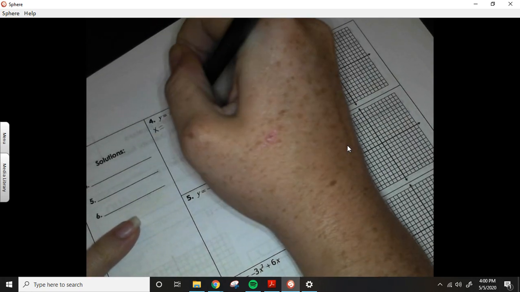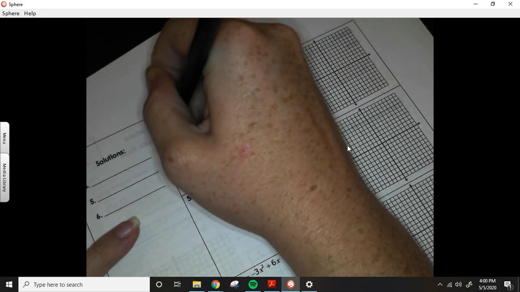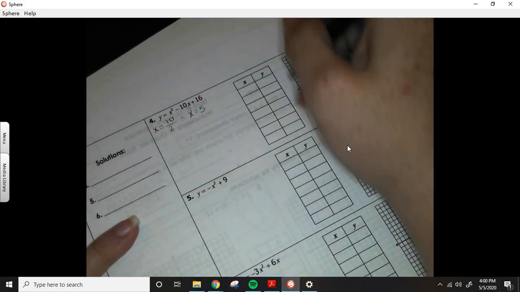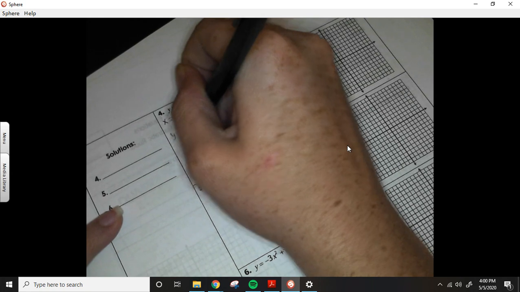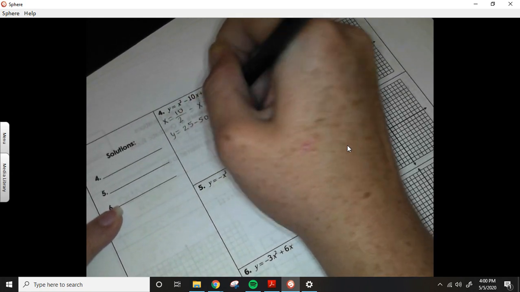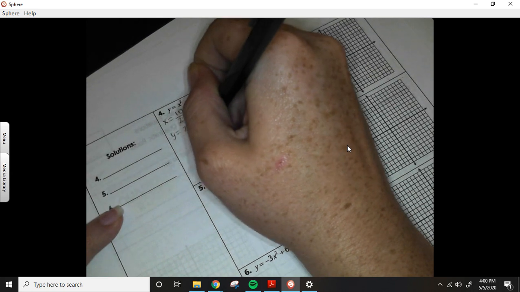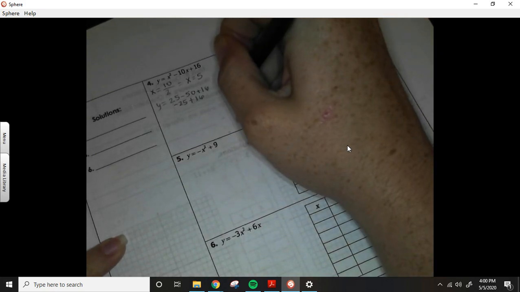Okay, so again, negative x equals negative 10, so basically 10 over 2. x is going to be equal to 5. Okay, so y equals 25 minus 50 plus 16. So negative 25 plus 16, what does that equal, guys? What's 25 minus 16? I think it's negative 9. Yeah, it's negative 9. So here's the vertex. This parabola is opening up.